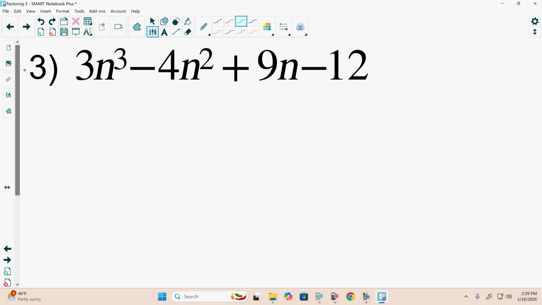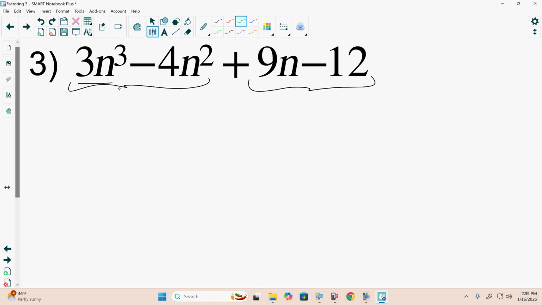Three n cubed minus 4n squared plus 9n minus 12. Now, realistically, how we group these up really doesn't matter. If I group first two, last two, if I group the middle two and the outer two, or if I group the first and third, second and fourth, it doesn't matter. I just go with first two, second two. Because no matter how we group it, there will be some common factor we can pull out.